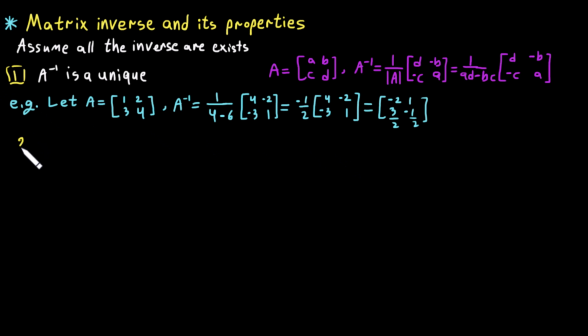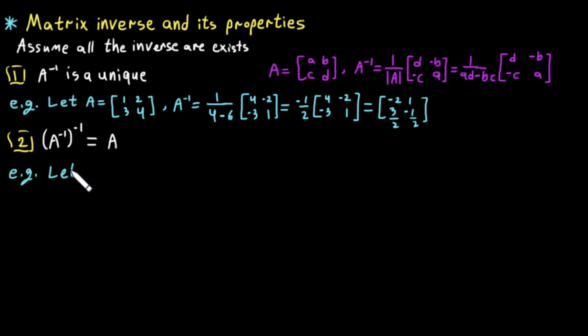Second property: the inverse of the inverse of A. You can see it here. If you multiply negative 1 by negative 1, you will get 1. That's why here it is A. So if you take the inverse of the inverse, you will get back to A. Now let's give you an example about this property.